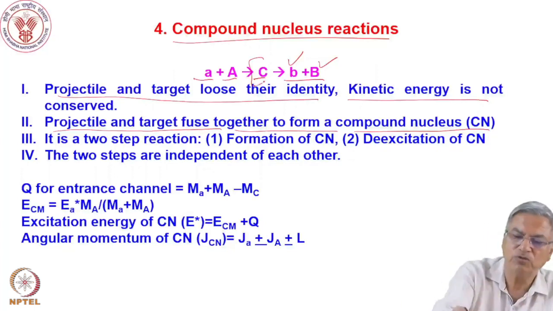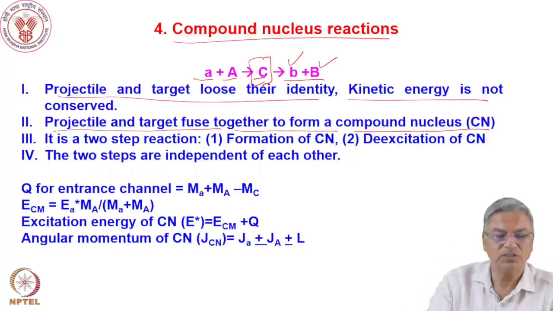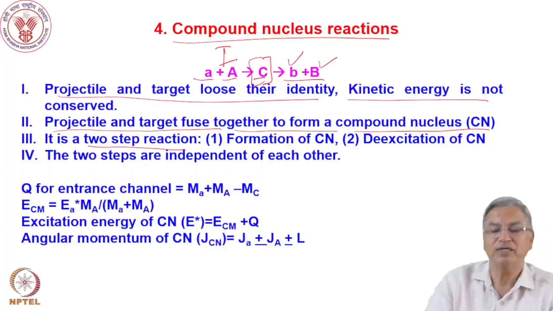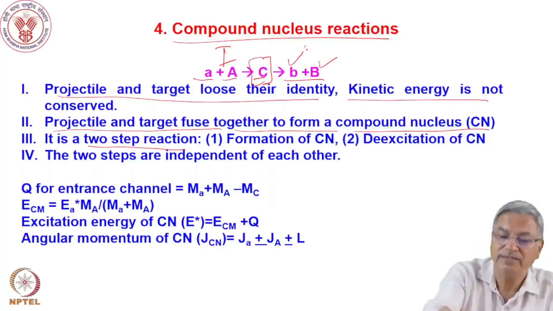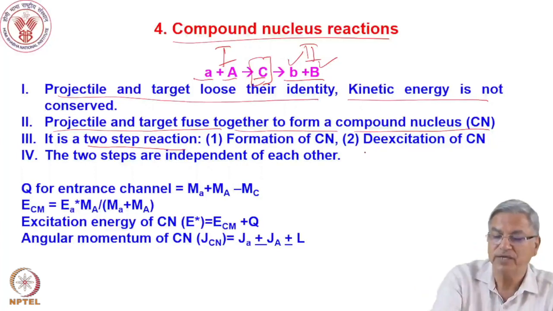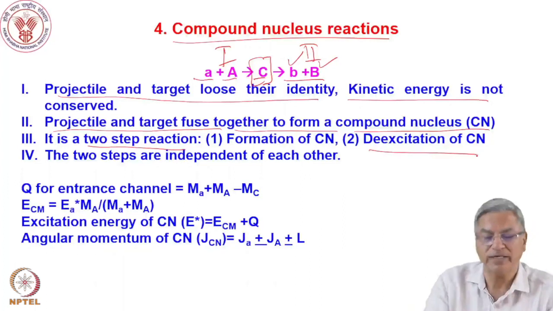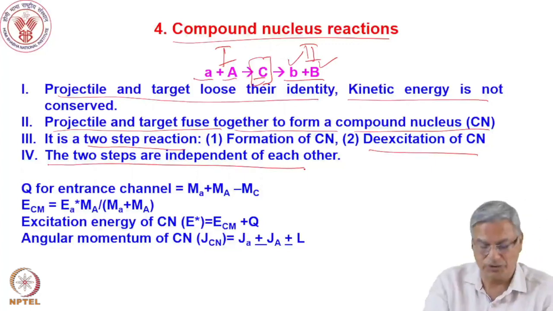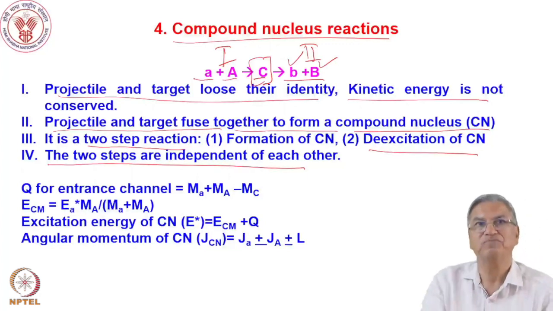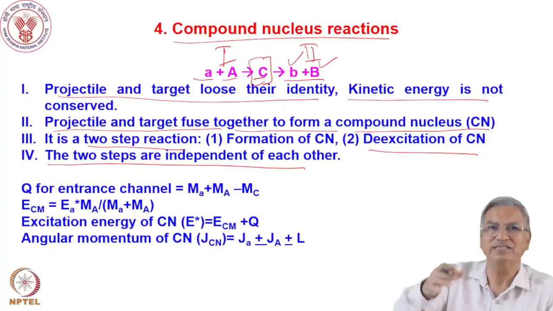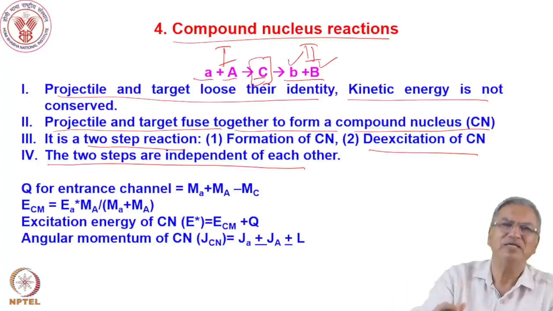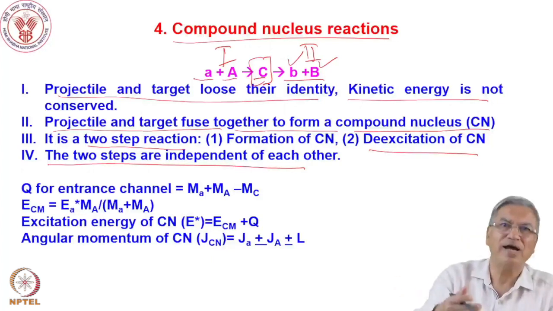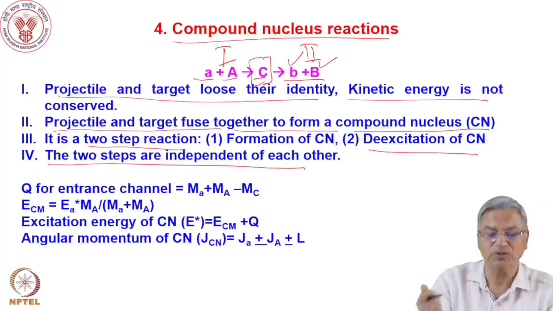So, formation of the compound nucleus is the first step. It's a two-step process. In the first step, the projectile and target fuse together to form a compound nucleus. And in the second step, the compound nucleus de-excites by emission of particles and gamma rays. And the most important part is that these two steps are independent of each other. So whatever is the projectile's energy and angular momentum, they decide how it will decay. It does not depend upon how the projectile and target fused together to form the compound nucleus.